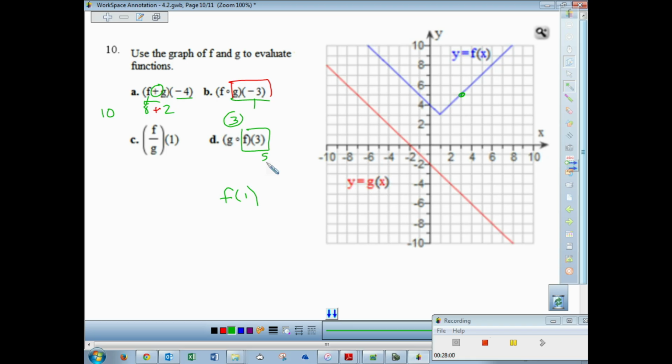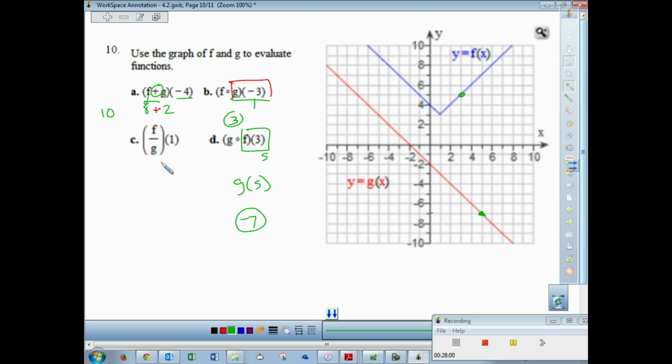Correct? Now I need to take 5 and put that into the g function. So I am now finding g of 5. So I go to the g function. I go to 5 on the x-axis and see where it touches the graph. And isn't that -7? That's my final answer. G of 5 is -7.